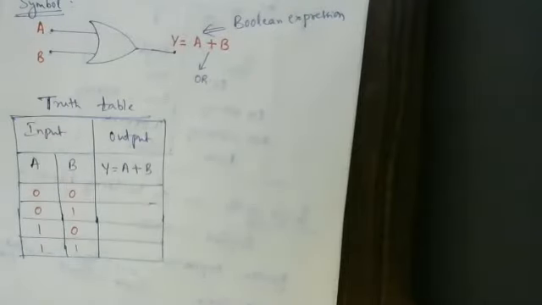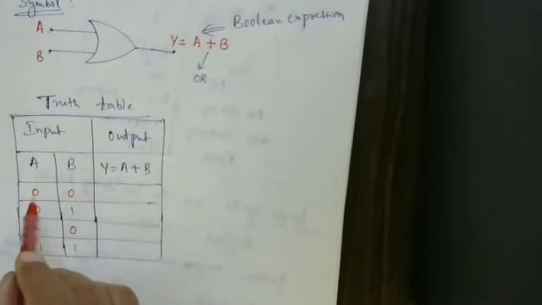1 and 0 only. You cannot go for 2, 3, 4 like that. Either it is 0 or it is 1. Both are 0, both are 1, or any one of them is 1 and the other one is 0. These are the possible inputs.